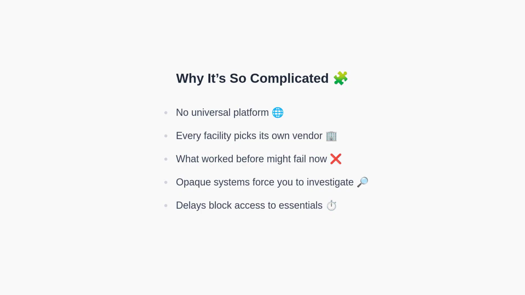To set the stage, the core issue is the absence of a universal platform for inmate deposits. Each facility, county jail, state prison, or federal center, selects its own vendor and terms. As a result, a method that worked at one location often fails at the next. The landscape is opaque by design, which means you must actively investigate each time. This opacity causes delays that can deprive your loved one of essentials when they need them most.